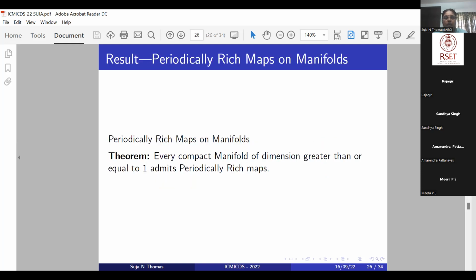Coming to the maps on manifolds, the result is that every compact manifold of dimension greater than or equal to 1 admits periodically rich maps. To prove the theorem, we use two lemmas.